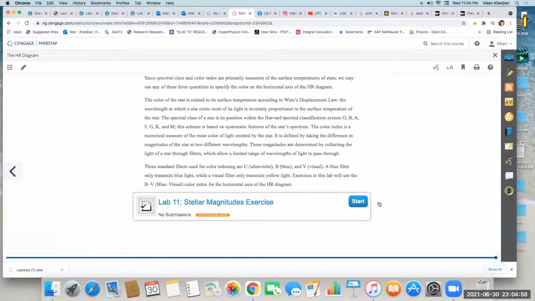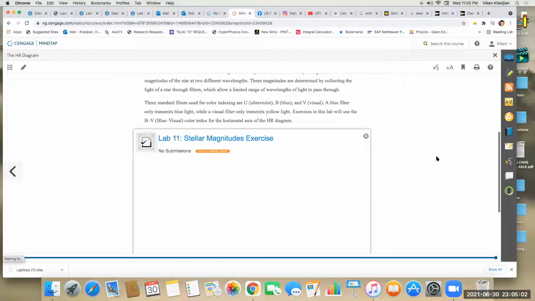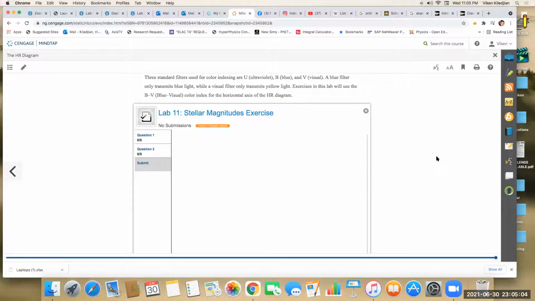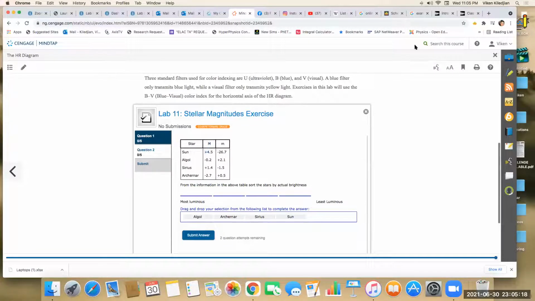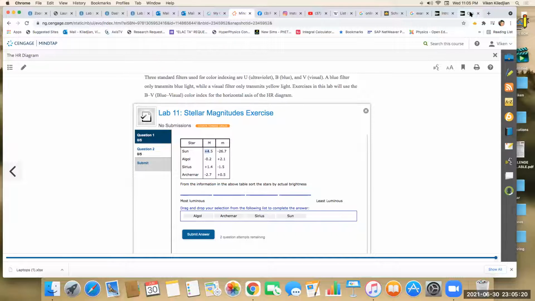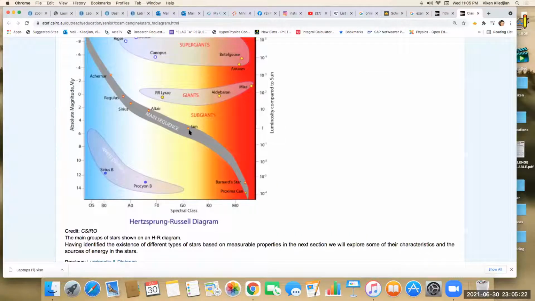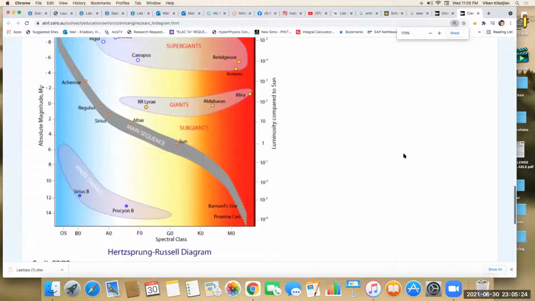Okay, so exercise. This big M is what's known as the star's absolute luminosity, the one we were just talking about. The sun's absolute luminosity is 4.5. You see, 4.5. So look here at where the sun would go. You see where our sun is on this chart? Let me zoom in on the sun.